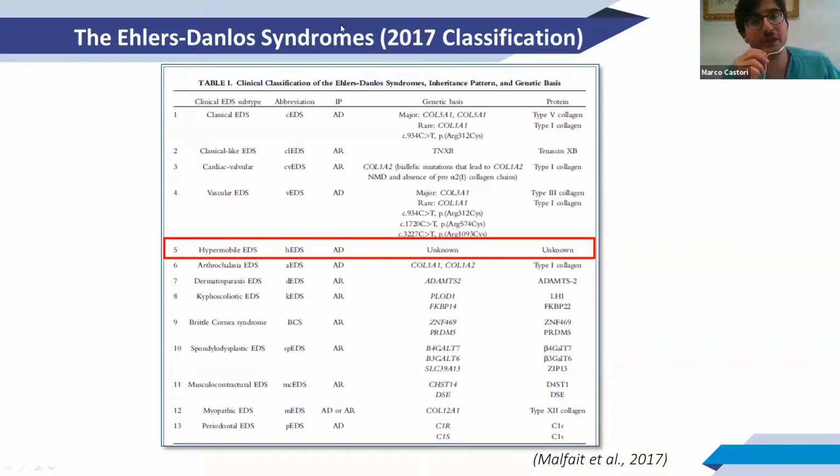Shortly after the publication of the 2017 International Classification, an additional type of EDS was described that is an autosomal recessive variant of the classical EDS and is named HSPG2 classical-like EDS.